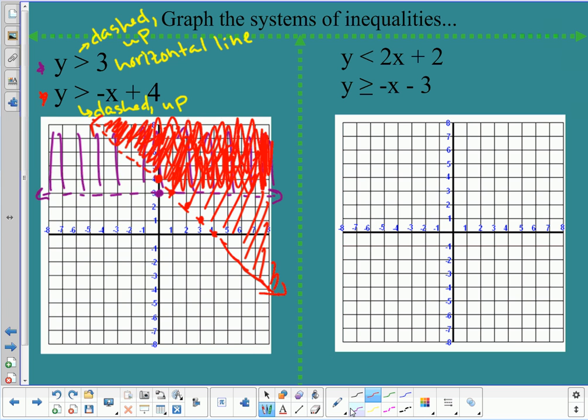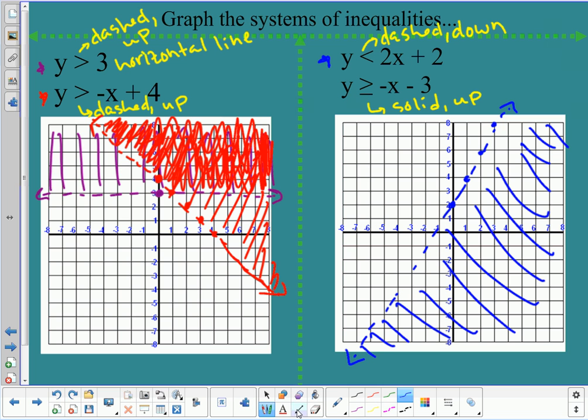All right, one more just practice graph. Both already solved for y, so that helps. That makes life a lot easier. The top line is going to be dashed and shade down. The bottom line is going to be solid and shade up. I'll put the top line in blue. So I start at positive 2, go up 2 over 1, up 2 over 1, up 2 over 1, dashed line. And shade down would be this direction.